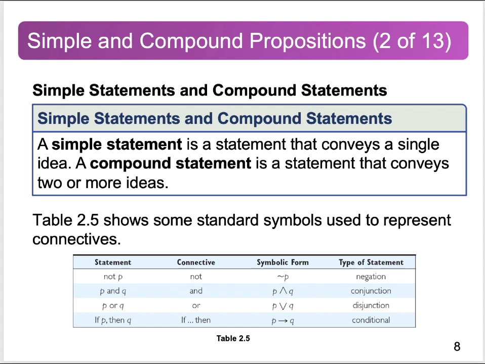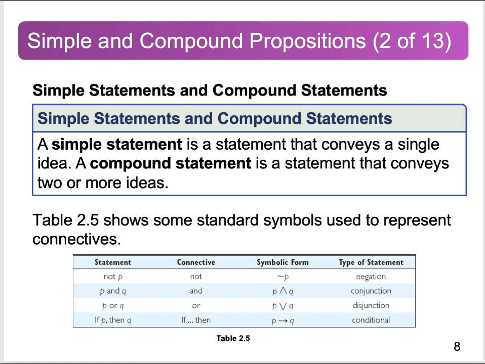Now, a simple statement is a statement that's just going to convey a single idea, but a compound statement would have two or more ideas. Some of the standard symbols that we'll use if we wanted to say not P, so some statement P, and we wanted the negation of it, the word that we would use here, the connective, would be not, and the symbol we would use is that little squiggle, the tilde on our keyboard. So that implies that we're looking at a negation, or the opposite.